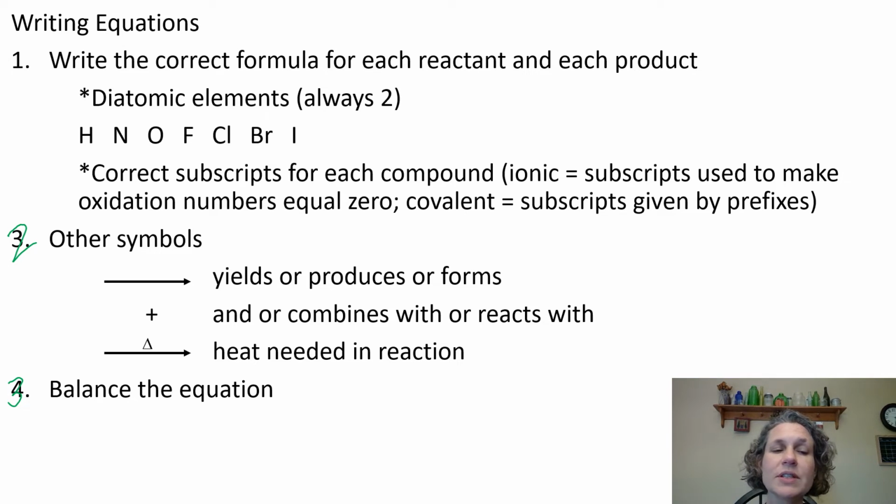Then you have some other symbols. You have an arrow, which means yields or produces or forms. You have a plus sign, which is and or combines with, reacts with. And then sometimes you'll see an arrow with this little triangle over it. That little triangle is like a heat. It's like a little flame.